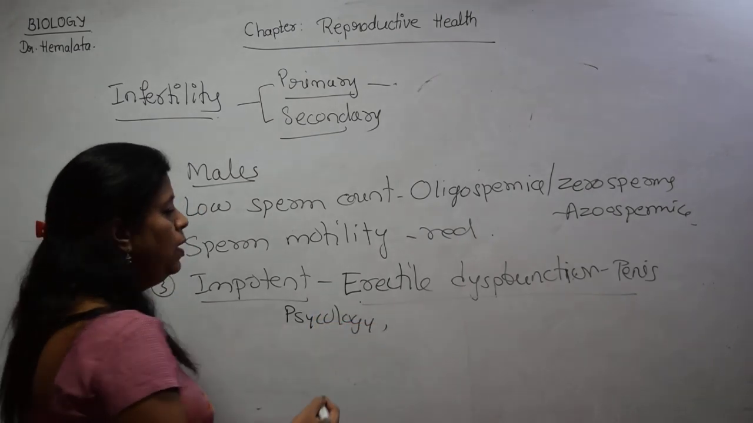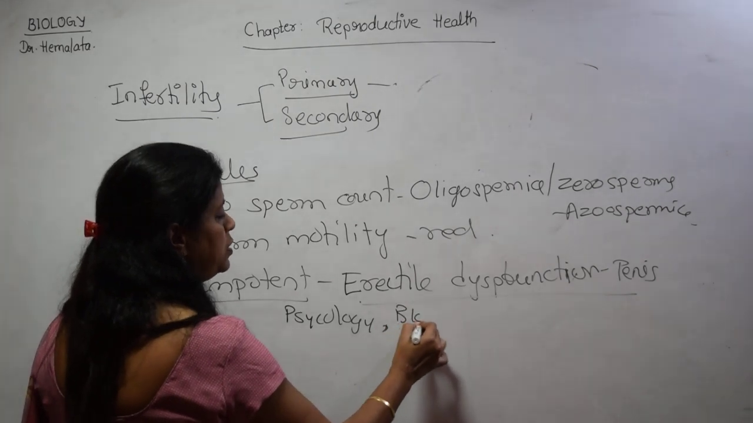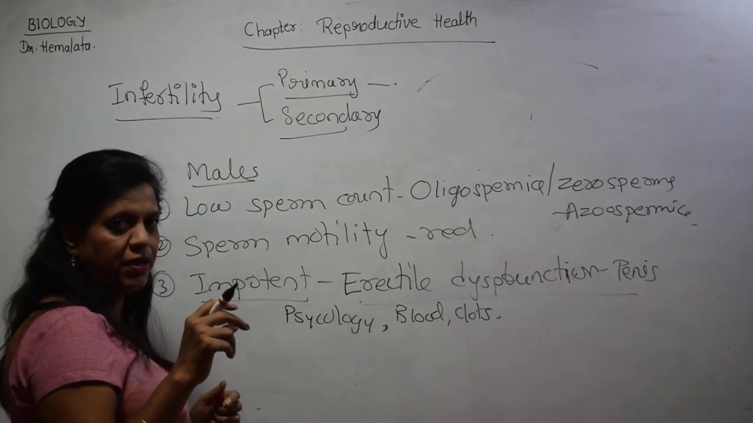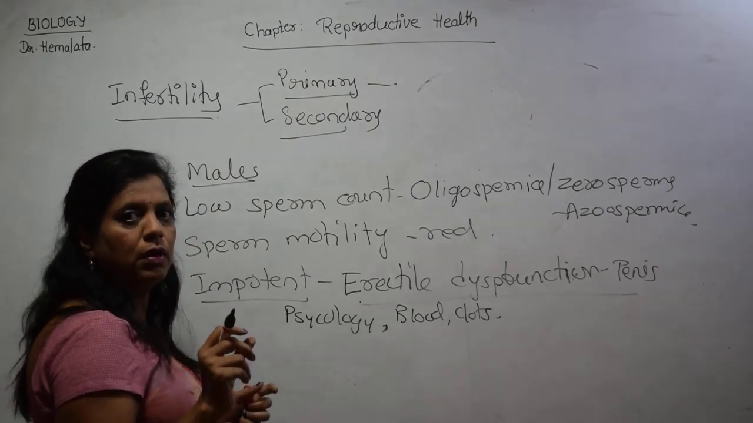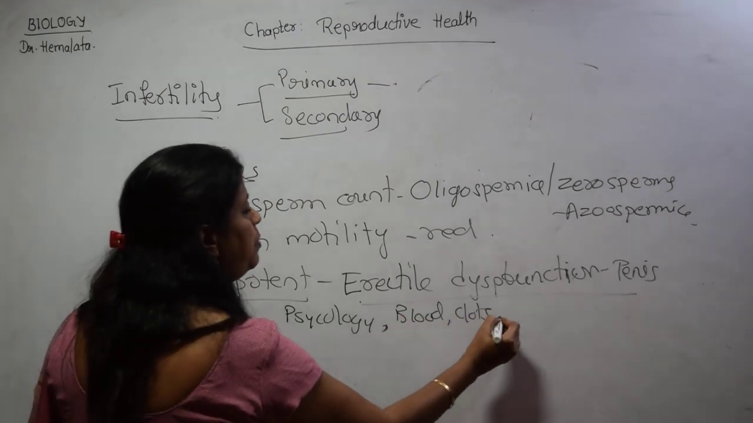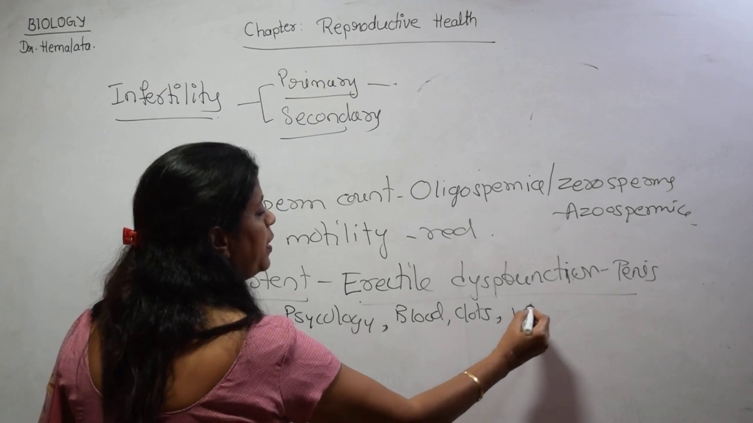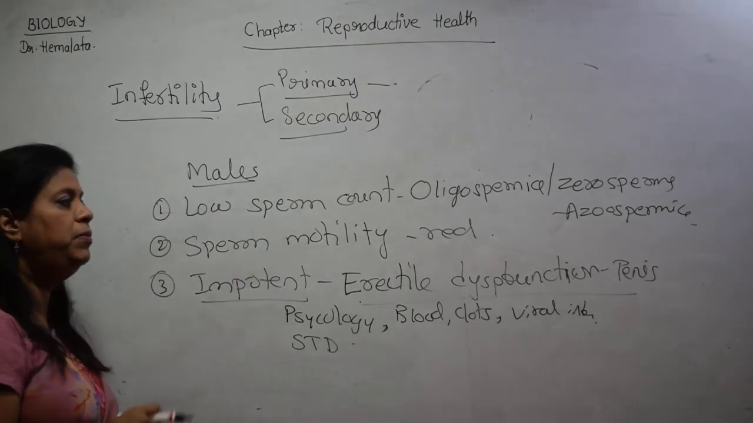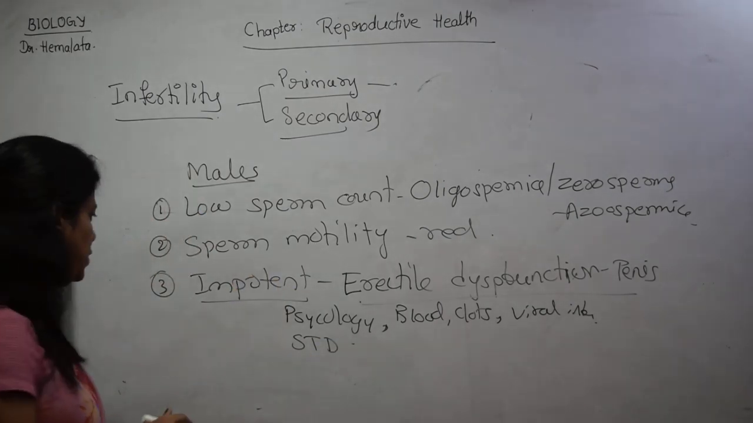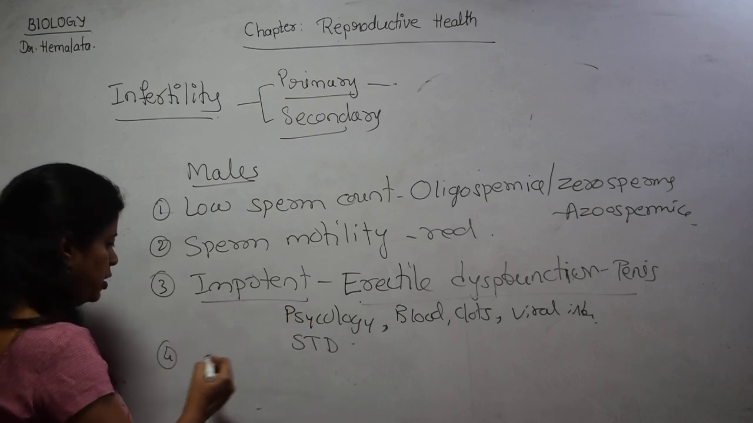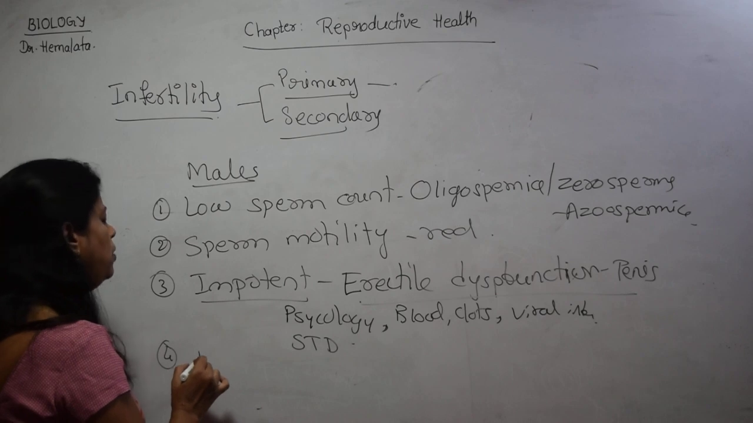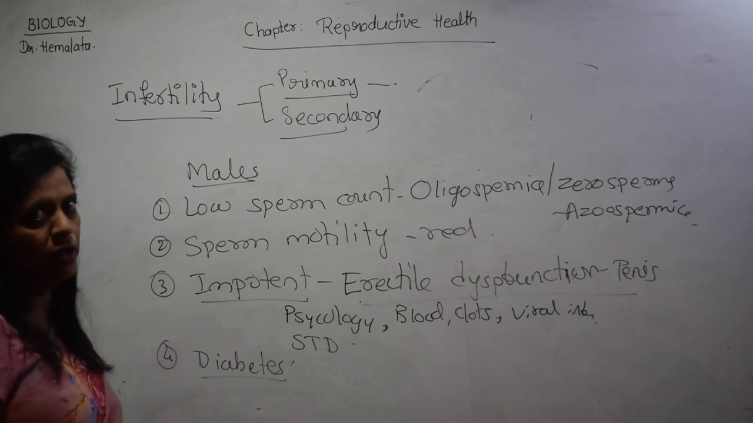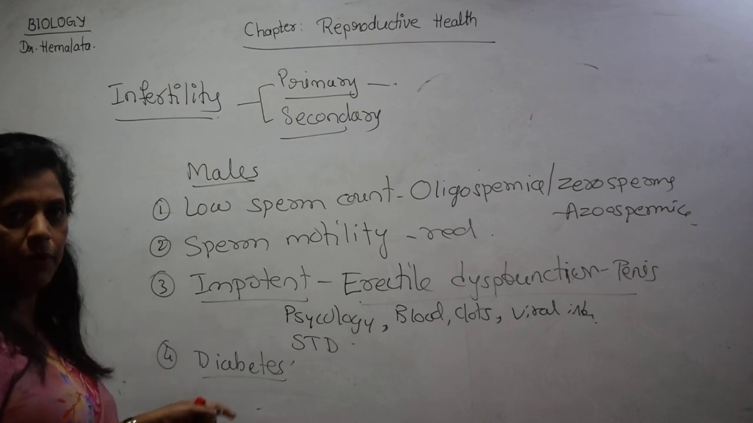Psychology is one of the factors involved, but sometimes it may be due to blood clots. Blood clots will be there in the tubule, that is the vas deferens, vasa deferentia, or the genital duct, everywhere. There may be infection of bacteria or viral infection, or sometimes sexually transmitted diseases. All of them may cause impotency, erectile dysfunction. Then the fourth one, another one, it may be associated with having diabetes. Diabetes is one more cause for impotency, right? Sexually transmitted disease and diabetes, right?